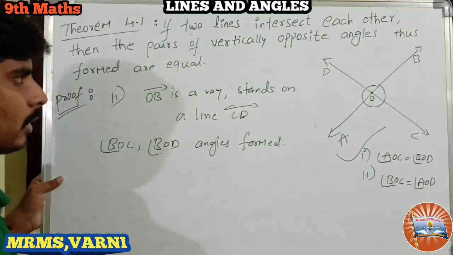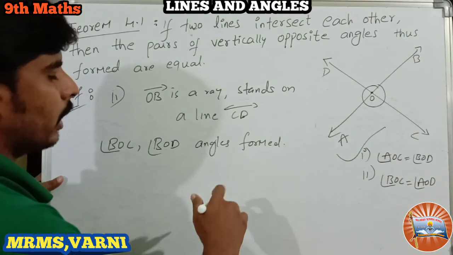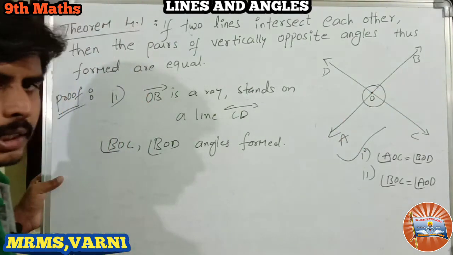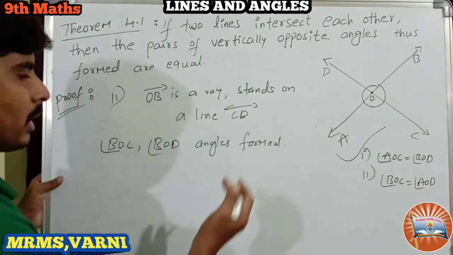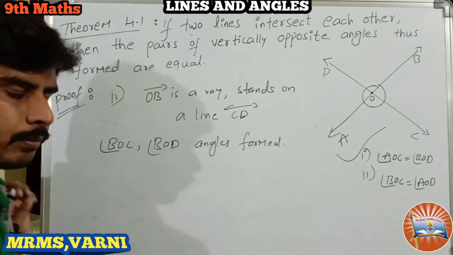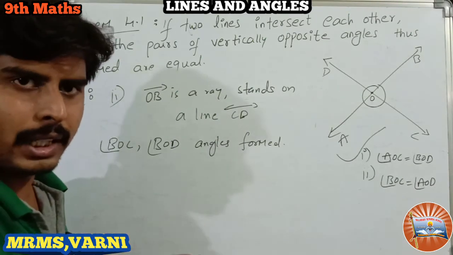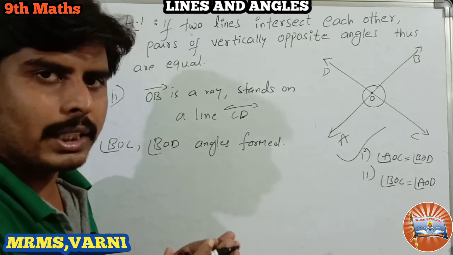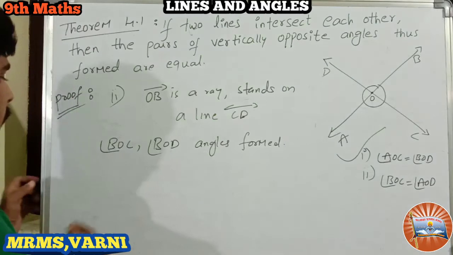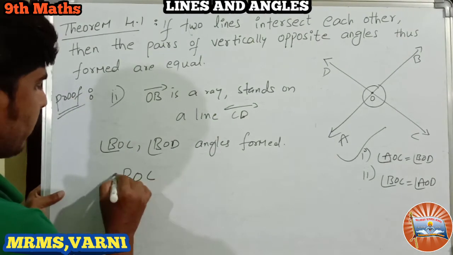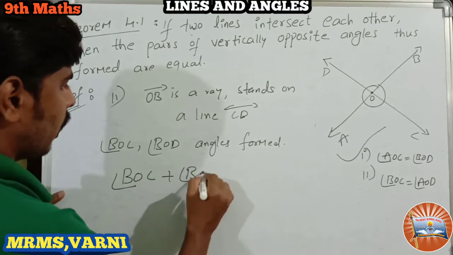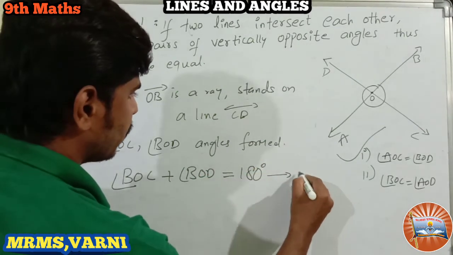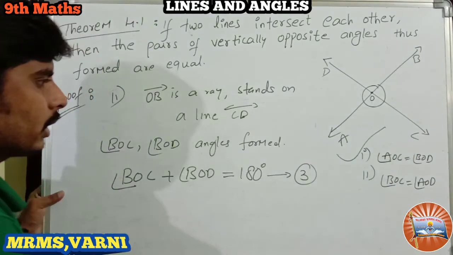Okay, is it clear? So by the linear pair axiom, the sum of these two angles is 180 degrees. What is the linear pair axiom actually? If a ray stands on a straight line, then the sum of two adjacent angles is 180 degrees. So by that property, angle BOC plus angle BOD is equal to 180 degrees. Consider it equation 3.